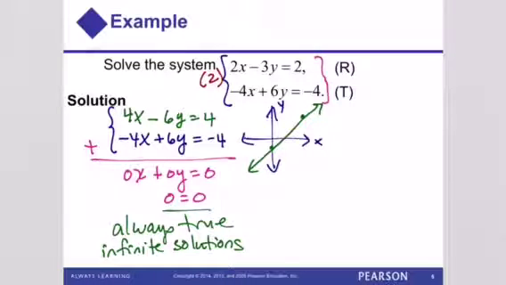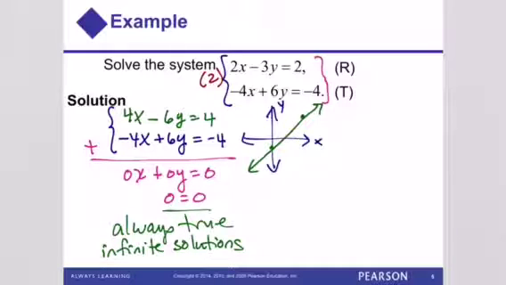You see, 2 times negative 2 is negative 4. Negative 3 times negative 2 is positive 6. And 2 times negative 2 is negative 4. If they're multiples of each other, they're the same line. If you write them as y equals mx plus b, you get the exact same thing.